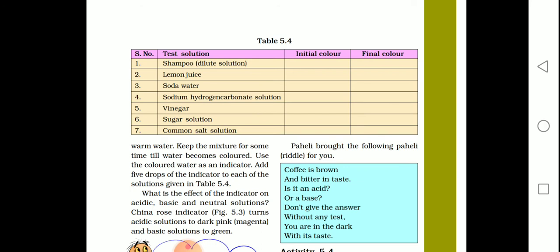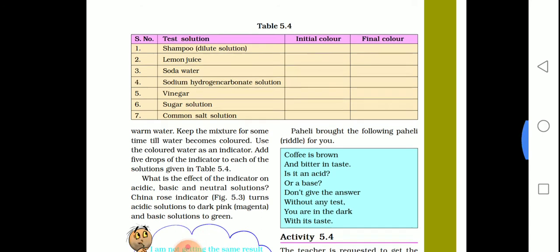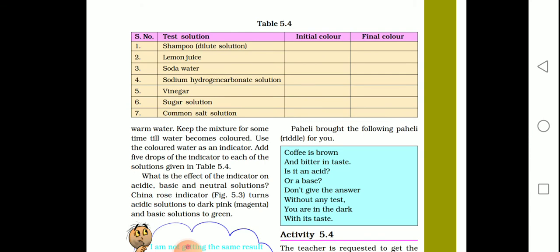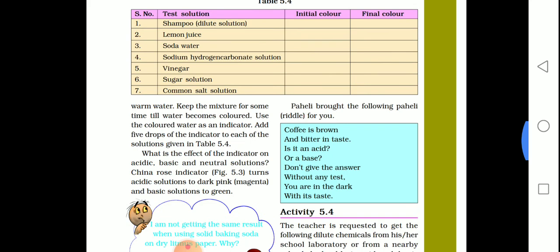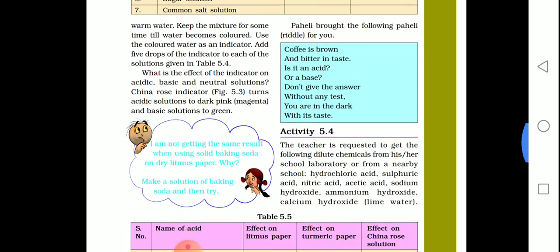These are indicators which turn the color into a different color. So different indicators give different colors when you add them to acidic or basic solution. So this is how China rose petals convert acidic solution into dark pink and basic solution into a green color.